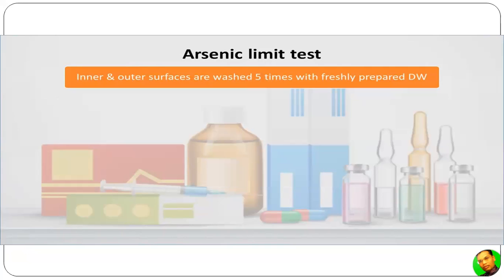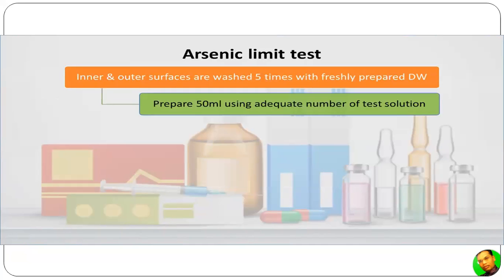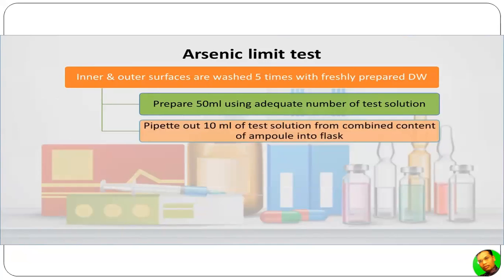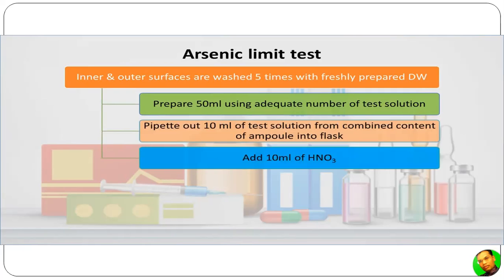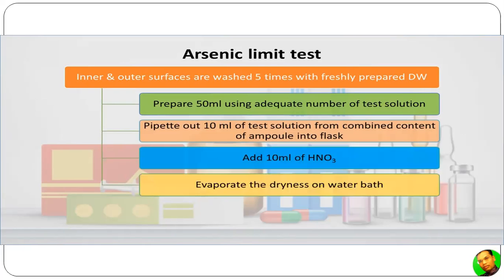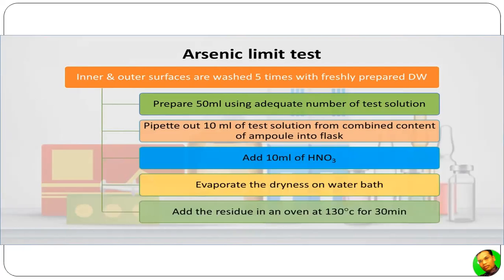Arsenic limit test: inner and outer surfaces are washed 5 times with freshly prepared distilled water. Prepare 50 ml using an adequate number of test solution. Pipette out 10 ml of test solution from the combined content of the ampoule into a flask. Add 10 ml of nitric acid, HNO3. Evaporate to dryness on a water bath.